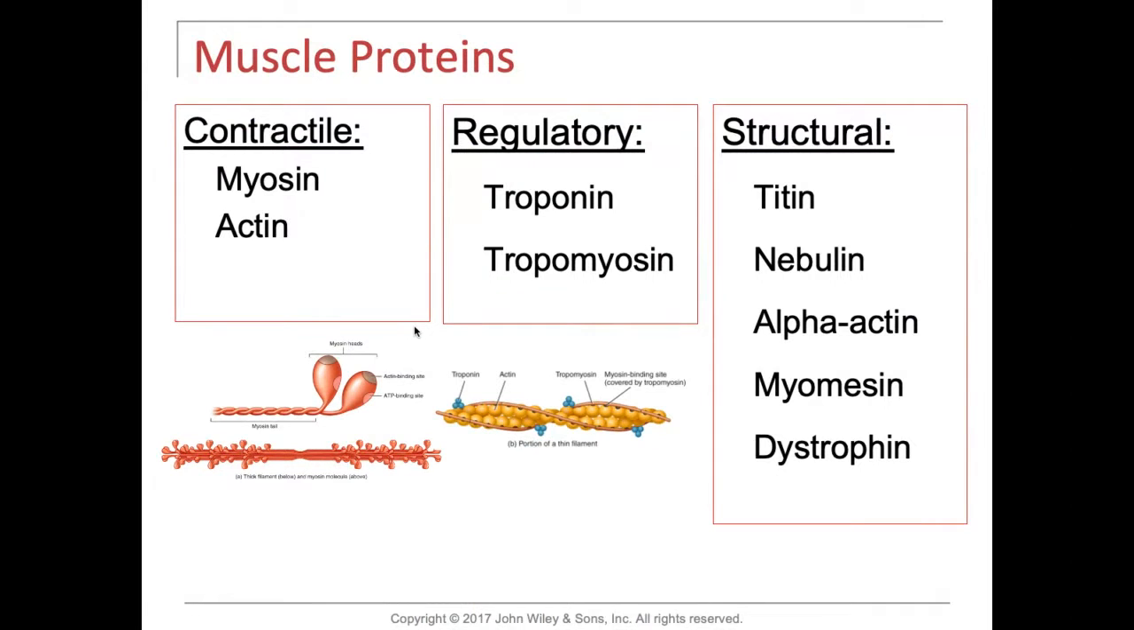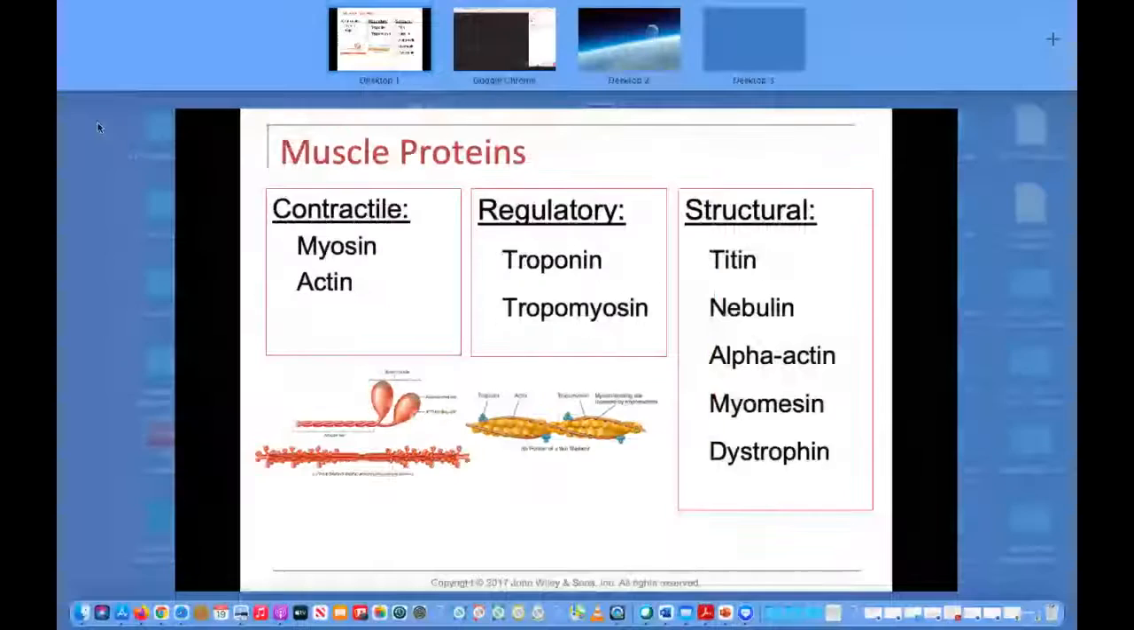Okay, welcome back, everybody. Dr. Linden here. We are continuing with muscle physiology, and we are going to be getting into a topic of what are some muscle proteins that make up the sarcomere.